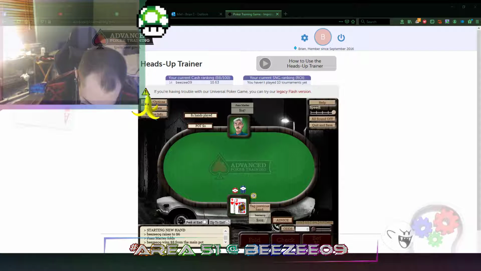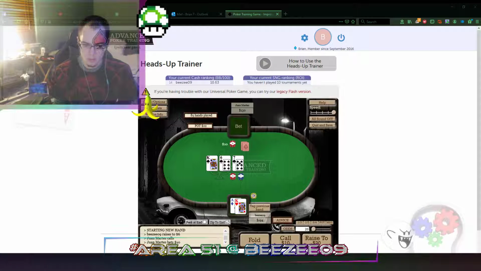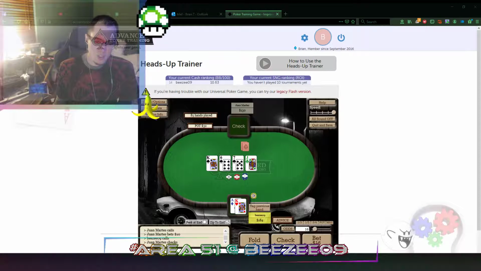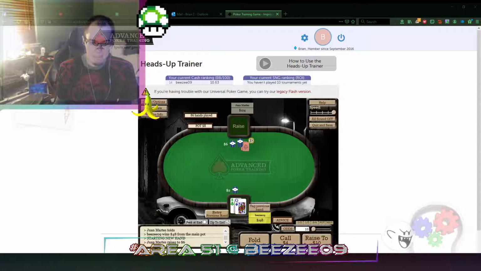So that was Tier 2. It's Tier 3. This is a pretty good board. We're going to raise it. Actually, let's call it to see if another spade comes off. And he's checking it. He's looking a little bit weak here. He's going to let it go. We're going to call. That's Tier 4. We're going to fold. We didn't hit anything. Didn't even hit a draw.